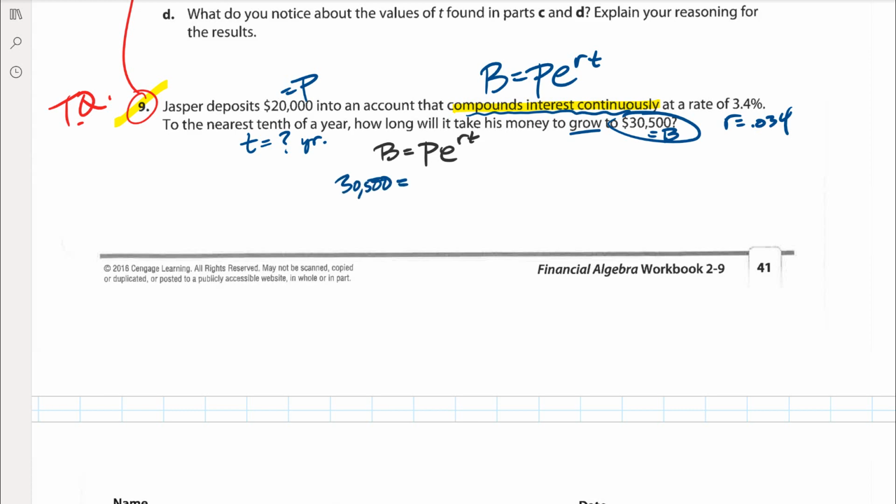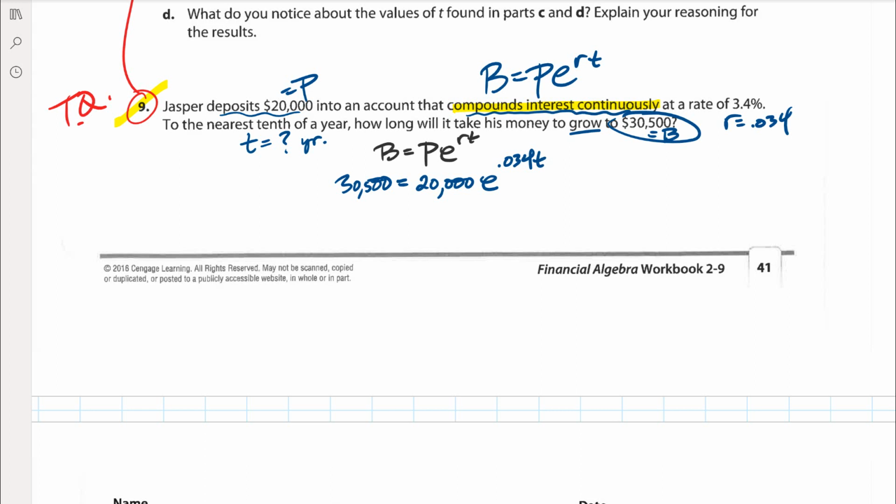We know that we deposit right here initially 20,000, so there's your principal. We multiply by e to the rt power. Now r is 0.034. Excuse me, I'm dyslexic. And you've got to multiply by t.